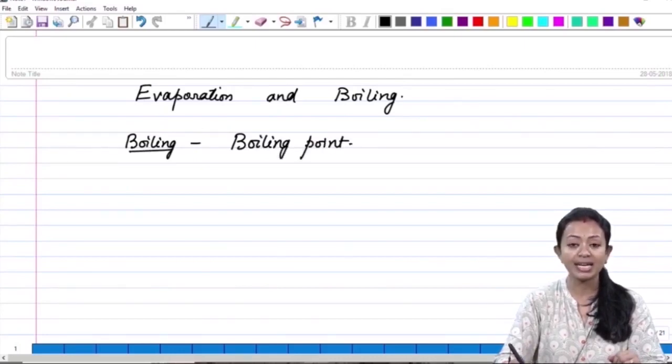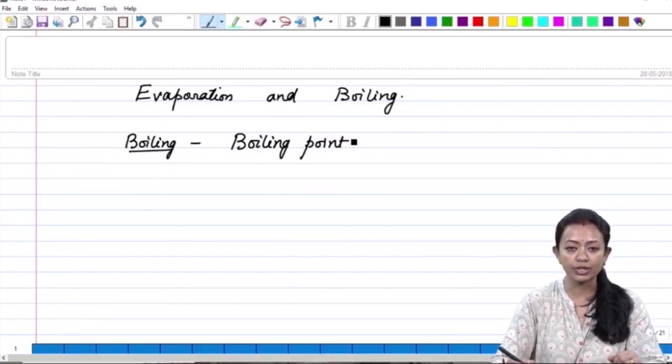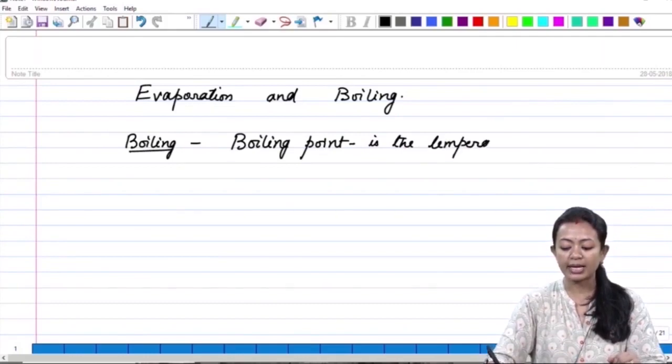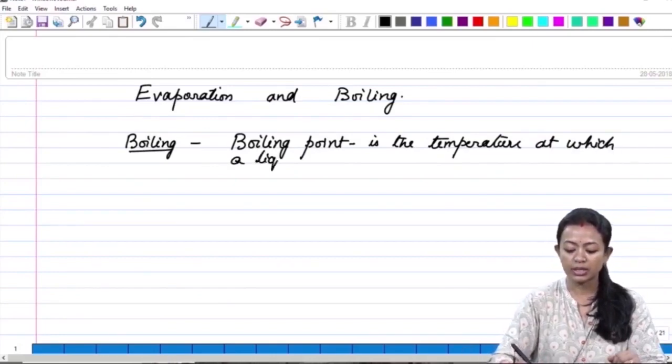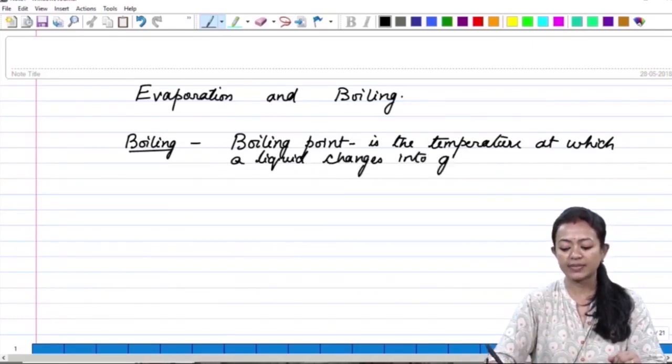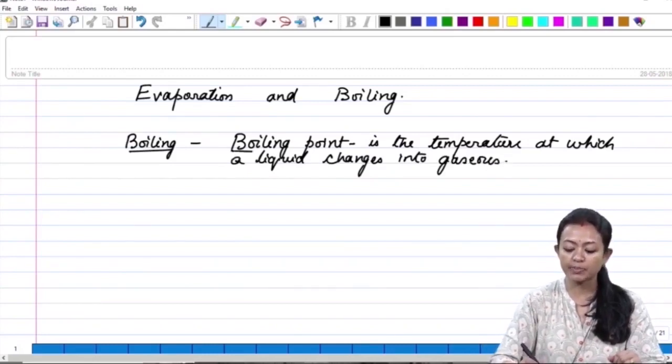Now what is boiling point? It is the temperature at which a liquid starts converting into its vapor state. So how would you term it? That boiling point is the temperature at which a liquid changes into the gaseous form. Okay, and every substance has got a specific boiling point.